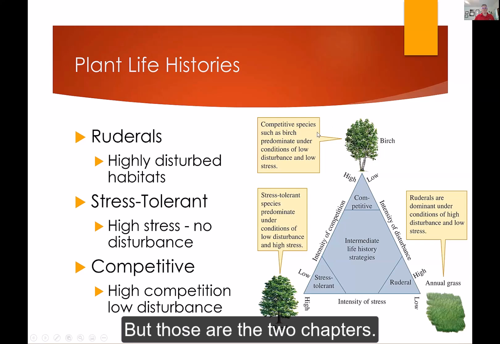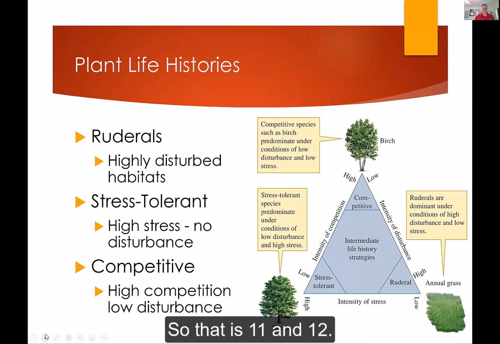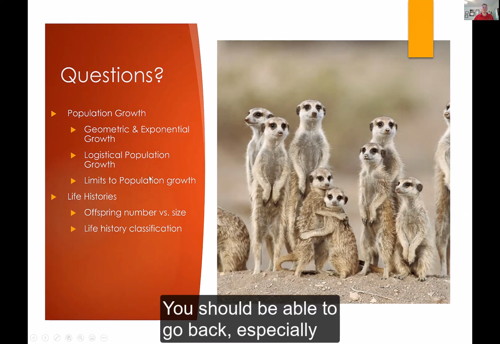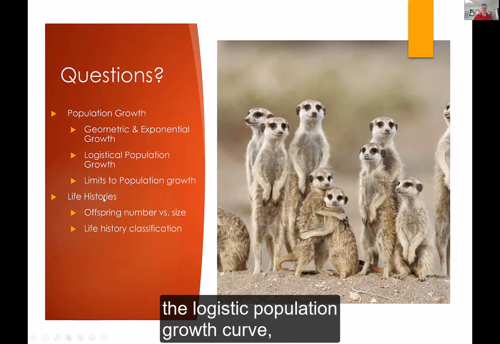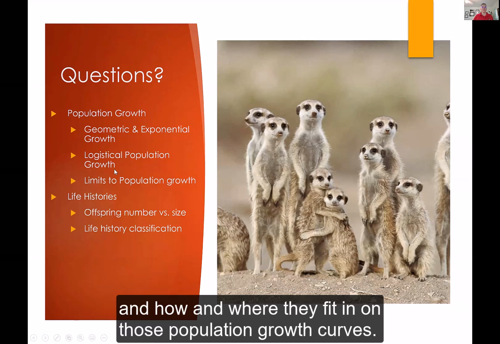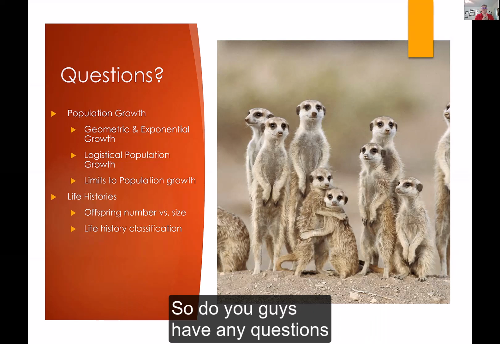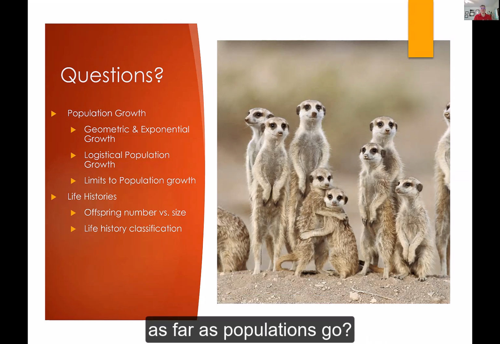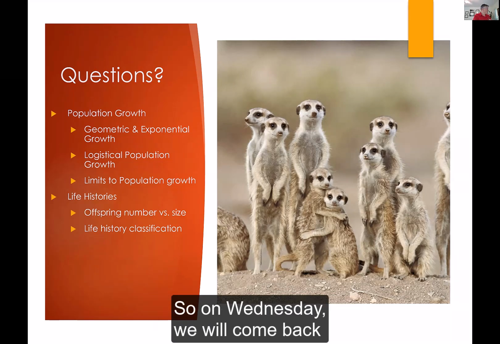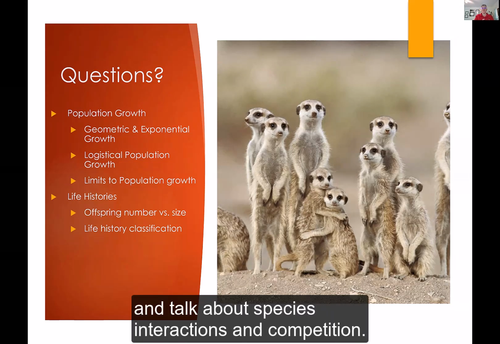But those are the 2 chapters, 11 and 12. We talked about population growth and then life histories. You should be able to go back, especially the logistic population growth curve, and be able to talk about life histories and how and where they fit in on those population growth curves. Do you guys have any questions as far as populations go? We've talked about it for a few days here. On Wednesday, we will come back and talk about species interactions and competition.